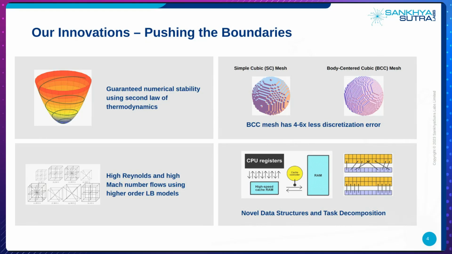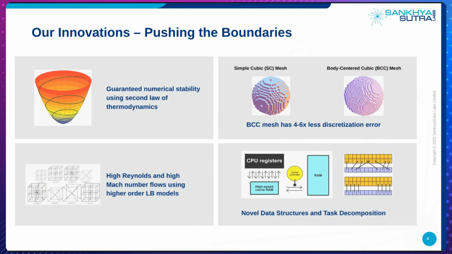Then conventional Lattice-Boltzmann solvers use the simple cubic mesh. We make use of the crystallographic Lattice-Boltzmann method, which makes use of the body-centered cubic mesh. This basically gives you 4 to 6 times less discretization errors for complex and curved geometries with only twice the number of points as compared to a simple cubic mesh.